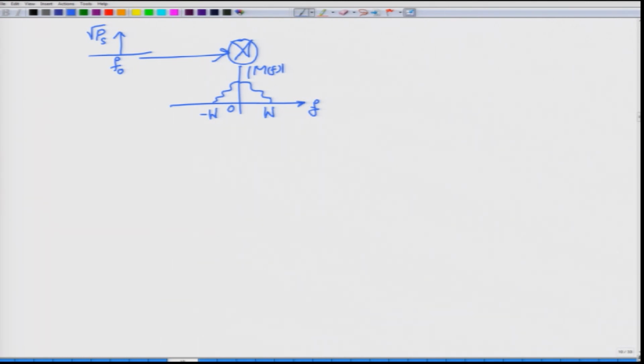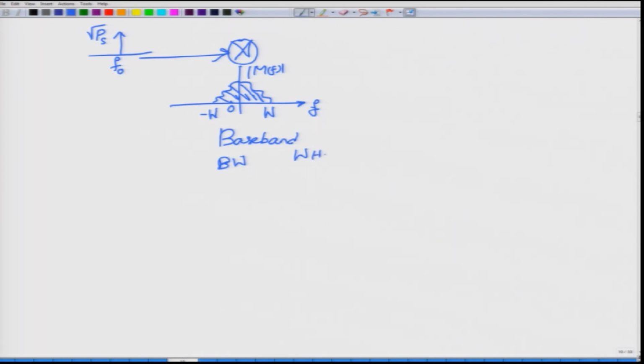So, we will assume that the spectrum is non-zero only over this band which is, say, from minus W to plus W, and because the significant spectrum is concentrated around 0 frequency, this is called a baseband signal. Okay. That is, the spectrum is that of a baseband signal. So, m of t is a baseband signal, and it has a bandwidth of W. Okay. It has a bandwidth of W because the maximum frequency is W hertz.